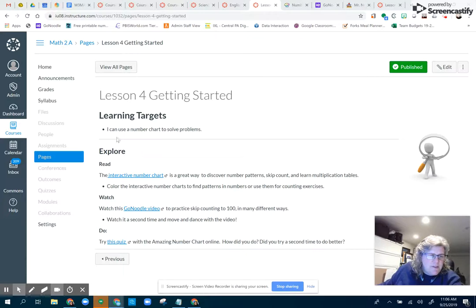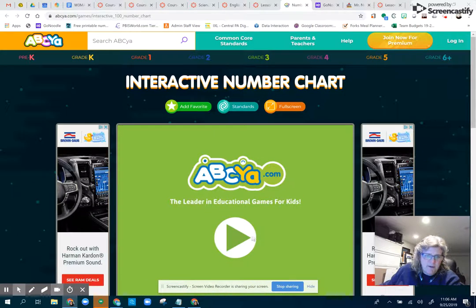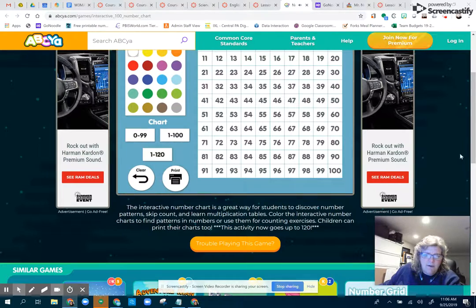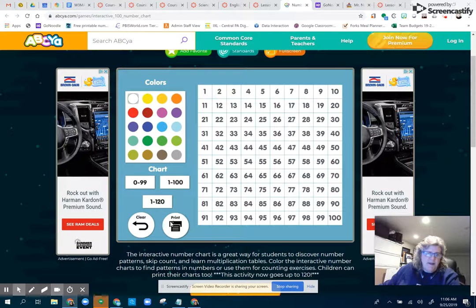So our learning target for this lesson is going to be: I can use a number chart to solve problems. Last week we talked a little bit about number charts and you did some things with number charts. So to kind of get us started today, let's take a look at one of these interactive number charts and see what we can find as patterns. This is a really cool site that you're going to look at in your Explore. We'll go ahead and do it together here. We're going to try to explore some different ways of counting in here.